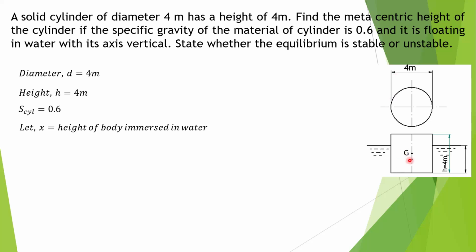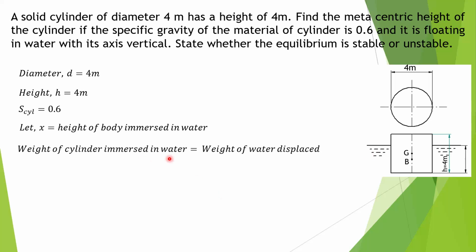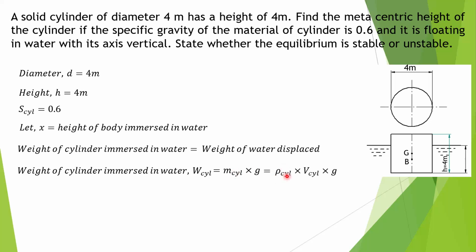Now we'll consider G, that is the center of gravity, which will be h by 2. Then the center of buoyancy, which will be x divided by 2. Now we know that weight of the cylinder immersed in water is equal to weight of water displaced. Weight of cylinder immersed in water, W cylinder, is equal to M cylinder into g. Mass is equal to density into volume. So density of the cylinder into volume of the cylinder into g. We'll take it as equation 1.